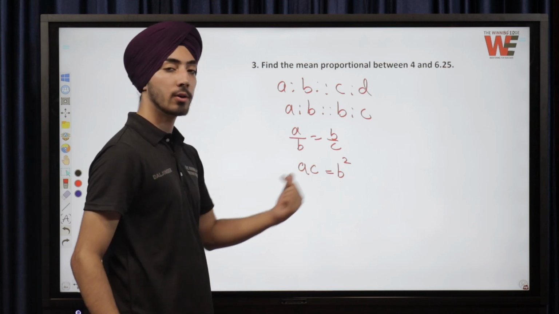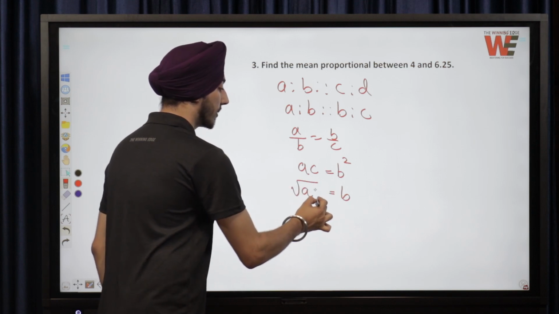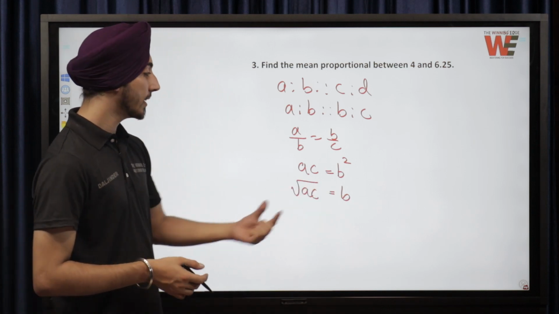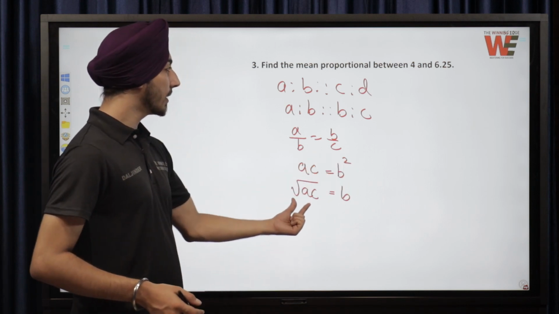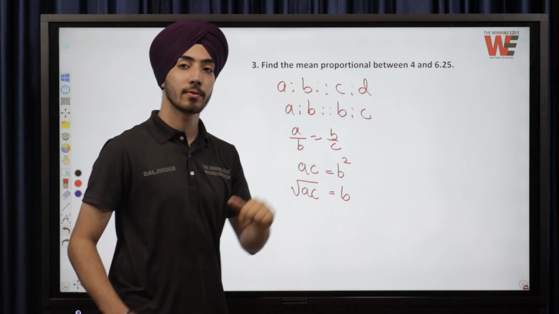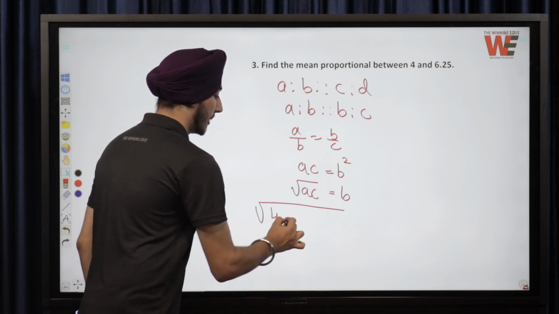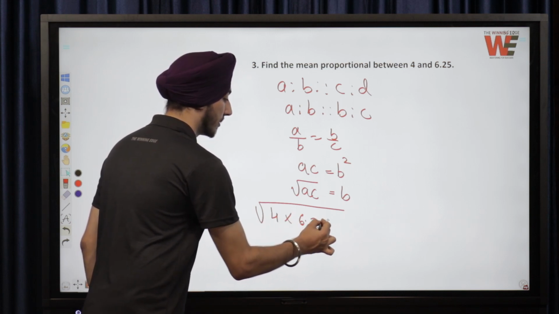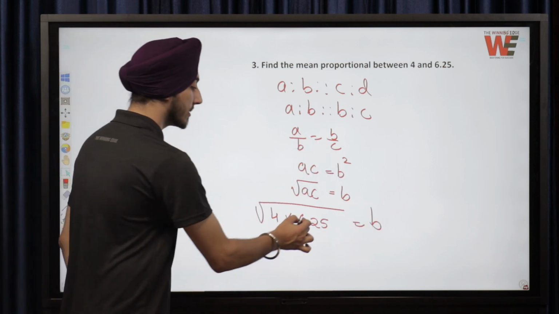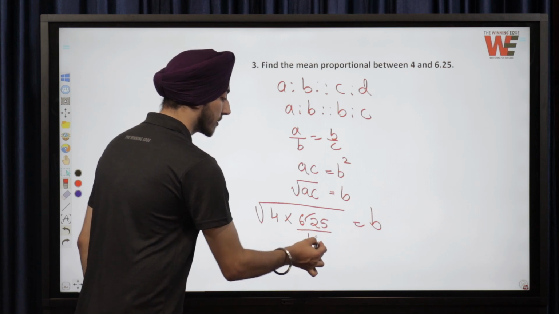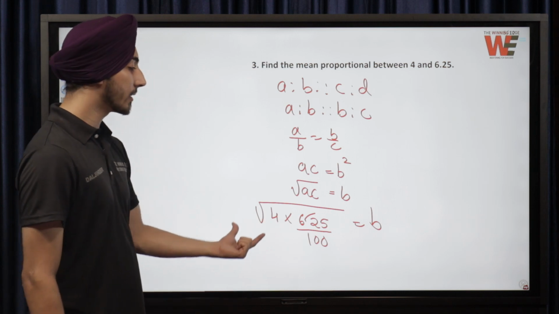Now if I take under root on both sides, B will be equal to under root AC, or in simple layman language, if I say square will go on the other side, it will become under root, right? Now what is the value of A and C? A and C is 4 and 6.25. So I'll put these values here. 4 into 6.25 equals to B. Now 6.25 can be written as, we remove the point and you put 100 in the denominator, okay? Now you don't need to multiply them, you need to simply take out the under root of it.